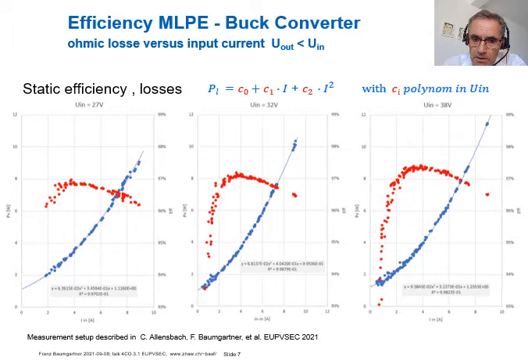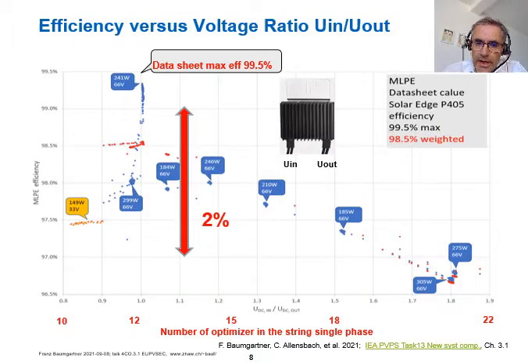But how this looks for the whole range of these MLPEs is shown here, because you see here the efficiency. The datasheet value of 99.5% is not reached, but a little bit lower than that. But that is reached only at an input-output voltage ratio close to unity. But in reality, this is not reached.